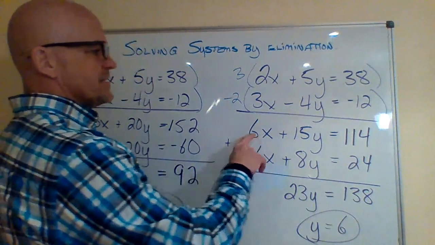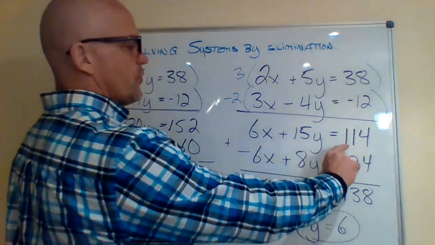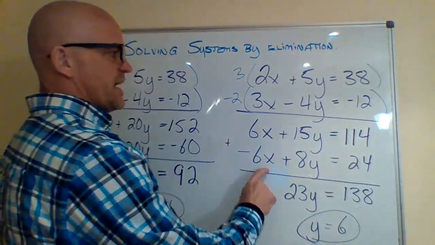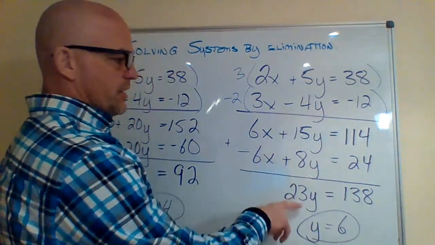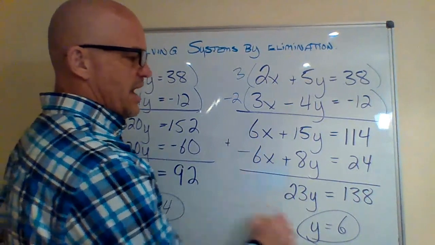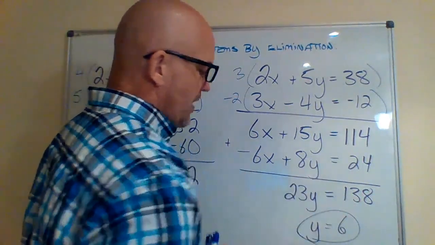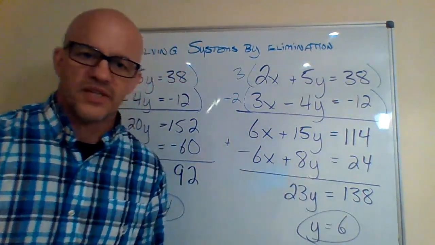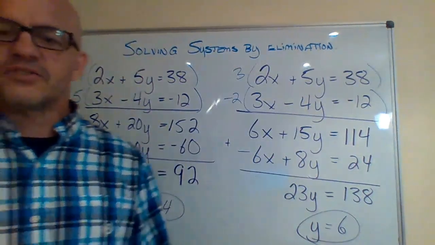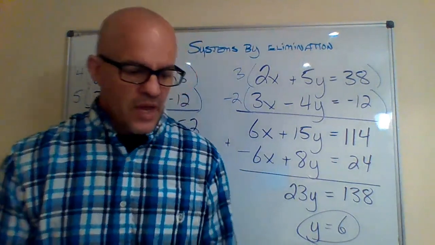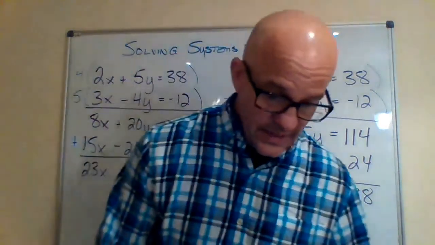So if I do that, I get 6x plus 15y equals 114. -6x plus 8y equals 24. And then when I add them together, I'm looking at 23y because my x is canceled out, and 138. Divide by 23, we get y equals 6. And then of course plug that back in, solve, you would have found out x is 4 however way you did it. So I hope that makes sense.